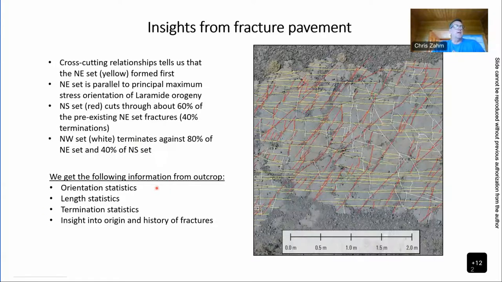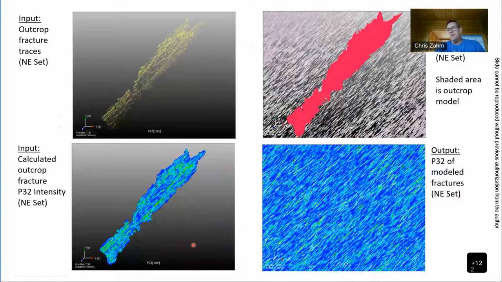So from this kind of outcrop information, we can get the orientation statistics, length, termination, and insight into the origin and history of fractures. That's something we can do from that. What we want to do today is talk about what this might mean in a reservoir setting. For instance, if this was in the subsurface, what could it tell us? So we have to do a little bit of background work.